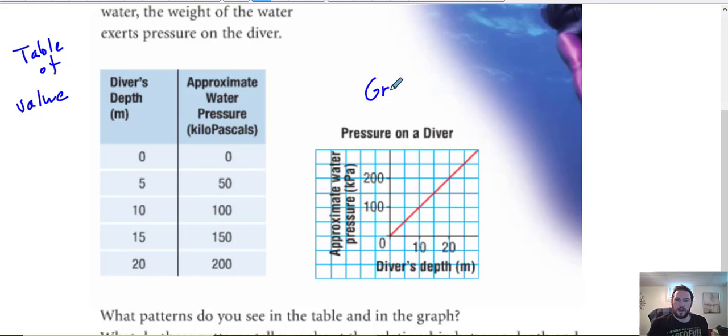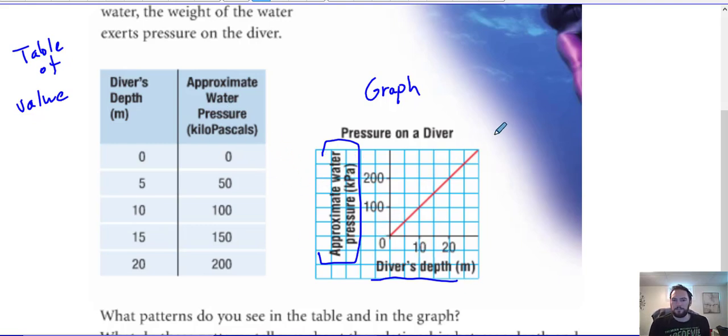Now over here, we have something a little bit different. We have what is called a graph. And these two things are actually displaying the same information. In our table of values, the depth of the diver is given in meters, and on my graph, the depth of the diver is also given in meters. Then we have the approximate water pressure given in kilopascals, both in the table and on the graph.